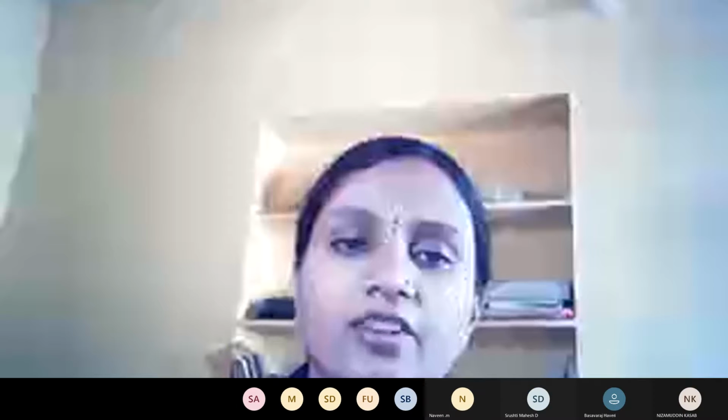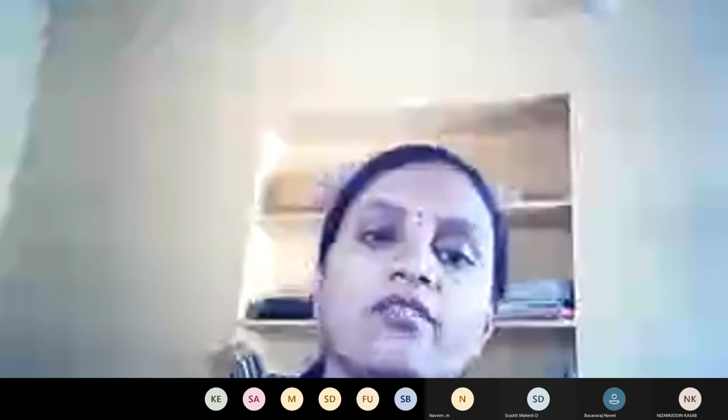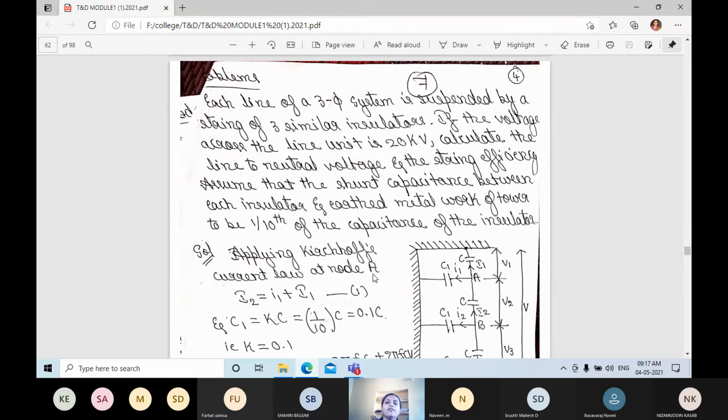Calculate string efficiency. Today we shall discuss the problems. Okay, first problem: each line of a three-phase system is suspended by a string of three similar insulators. That means small n is equal to 3. If the voltage across the line unit is 20 kV, calculate the line to neutral voltage and the string efficiency.